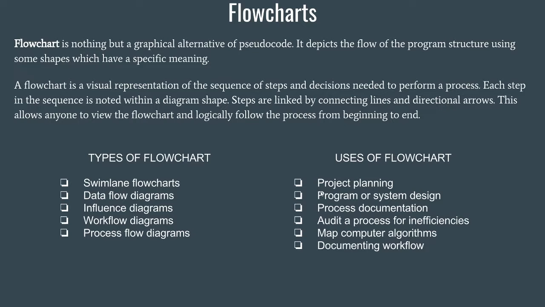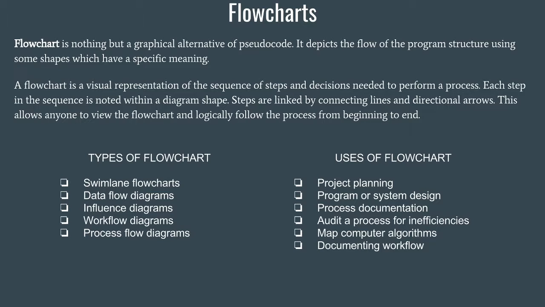Uses of flowchart: project planning, project or system design, process documentation, auditing a process for inefficiencies, mapping computer algorithms, and documenting workflow. So these are a few uses of flowchart. Even in your course of study in BTech Computer Science or IT, you'll be going through flowcharts and using them. When you study Java, there is a concept called UML, Unified Modeling Language. So these UML diagrams are also very essential. They are also a kind of flowchart.